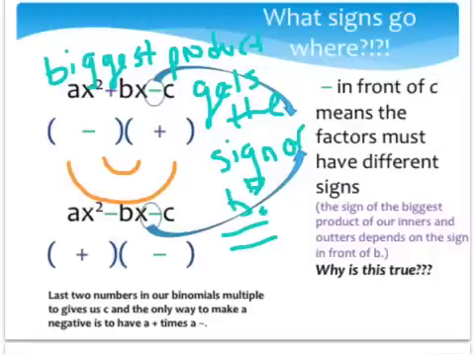Now, what does that mean? When I do my inners, I get a product, and when I do my outers, I get a product. Whichever product is biggest, disregarding the signs that are there, that's where you put the sign in front of B. So: different, biggest positive. Different, biggest negative. That's exactly what goes through my head every single time I factor something. This sign tells me if they're the same or different. This sign tells me the sign of the biggest product.